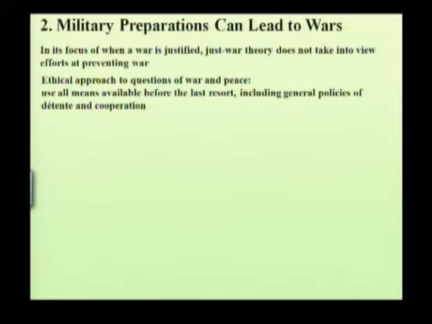question: have we used all means available before using the last resort? This includes also general policies of détente and cooperation. In particular, there's one specific problem, which political science calls the security dilemma.